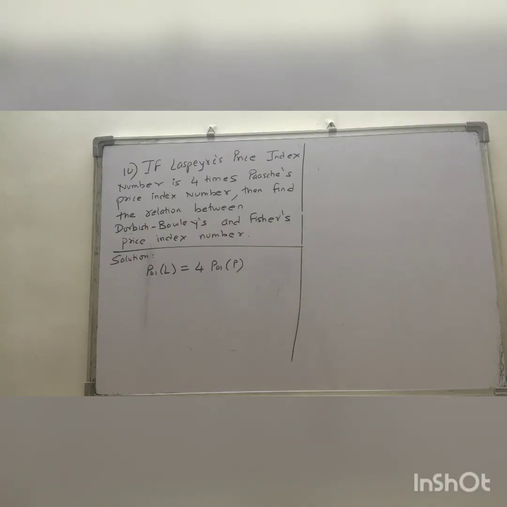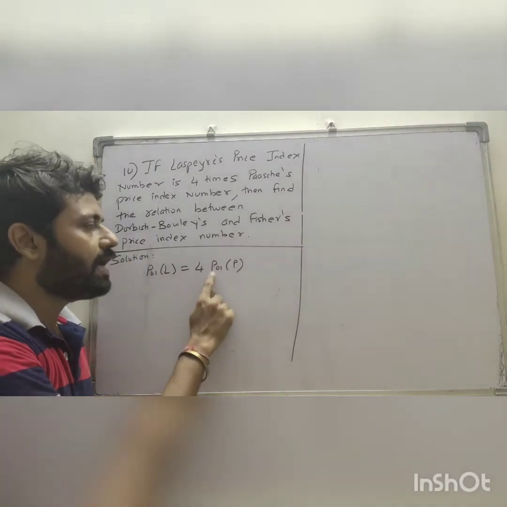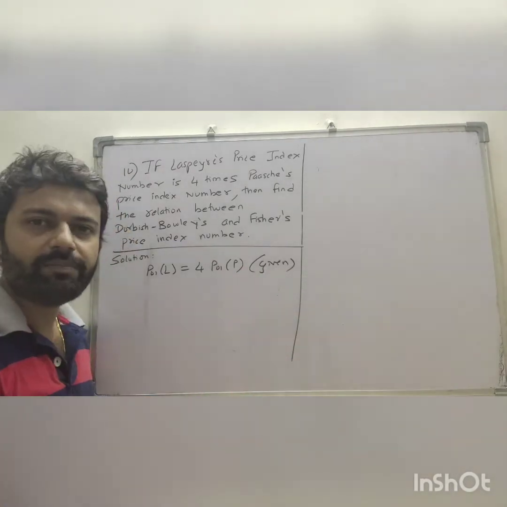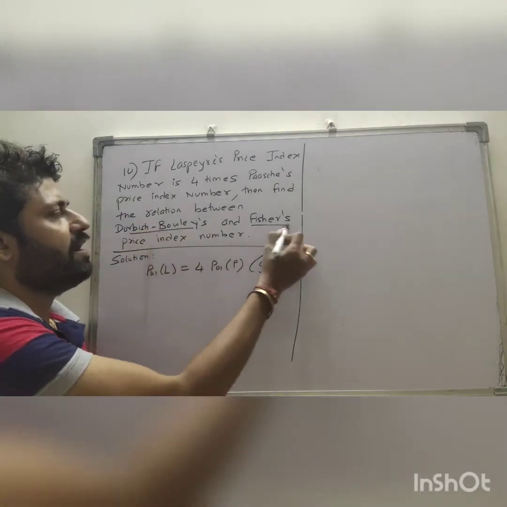Yes, students, we are solving the 10th sum from exercise 5.2. It says if Laspeyres price index number is 4 times Paasche's price index number, then find the relation between Drobisch-Bowley's and Fisher's price index number. They have given us the relation between Laspeyres and Paasche's index number. They say that Laspeyres is 4 times Paasche's, and we have to find the relation between Drobisch-Bowley and Fisher's.